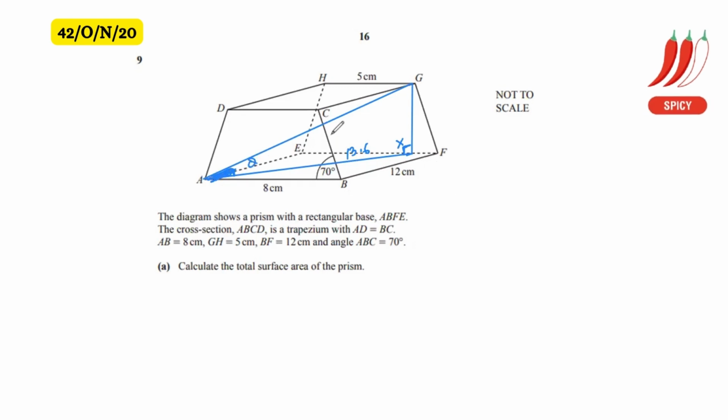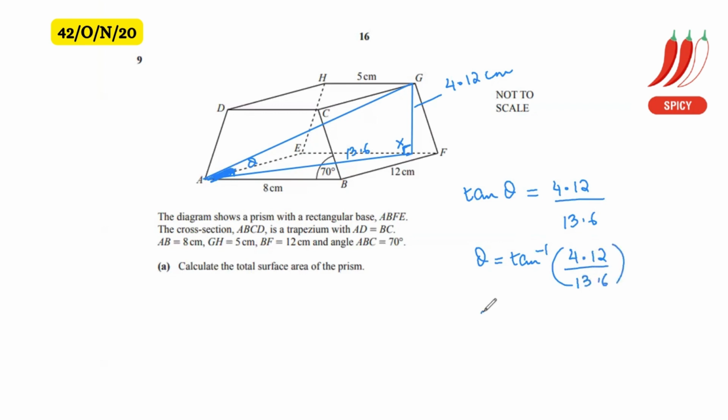So if you remember when we were trying to calculate the area of the trapezium, we already found the height of the trapezium, which is basically the same as GX, which was 4.12 centimeters. So now if you notice, we have the adjacent, we have the opposite, and they want us to find the angle. So we'll once again use tan. Tan theta equals 4.12 over 13.6. Theta is tan inverse of 4.12 divided by 13.6. And that gives us 16.8 degrees. That is the angle which the line AG makes with the base ABFE.